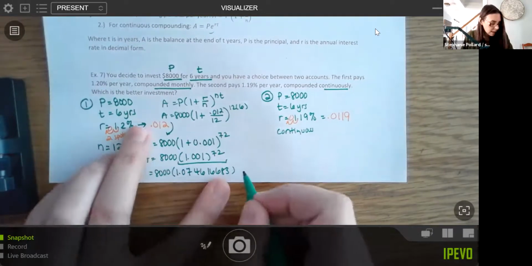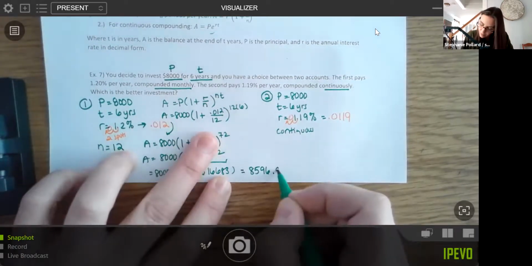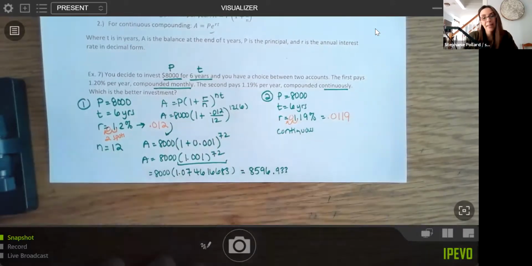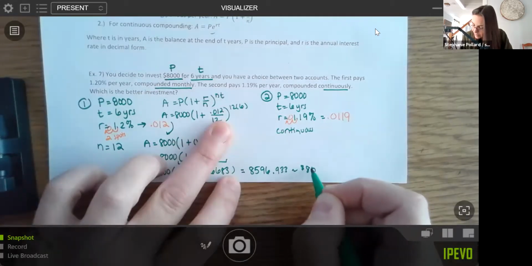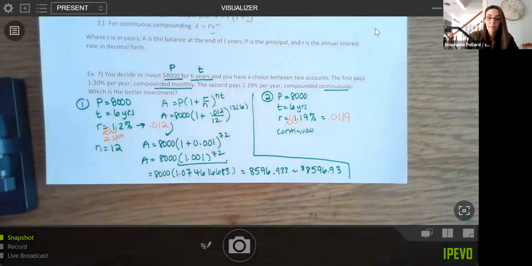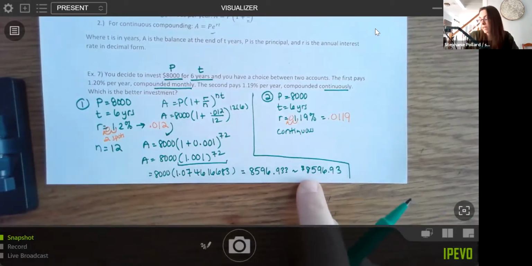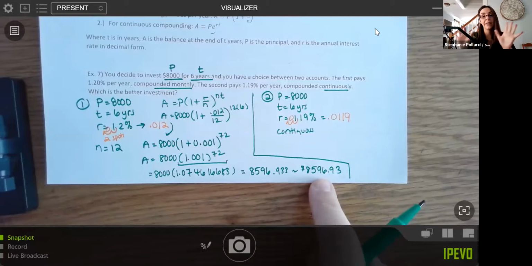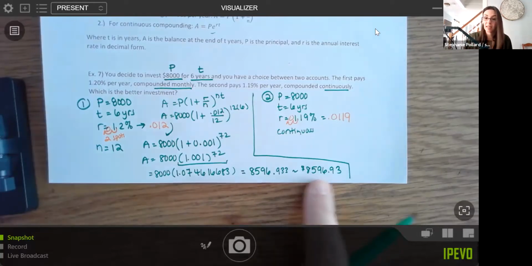And what I get here is 8596.933, etc. Because it's money, I'm going to round to 2 decimal places. So I have about $8,596.93 for my first account. So if I start with 8,000 at the end of the 6 years, I actually have almost $8,600 in that account, assuming that I haven't touched it. So I'm not taking money out, I'm not adding money to it. So I'm just kind of like leaving it alone. Then you would have almost an extra $600 added in at the end of those 6 years.